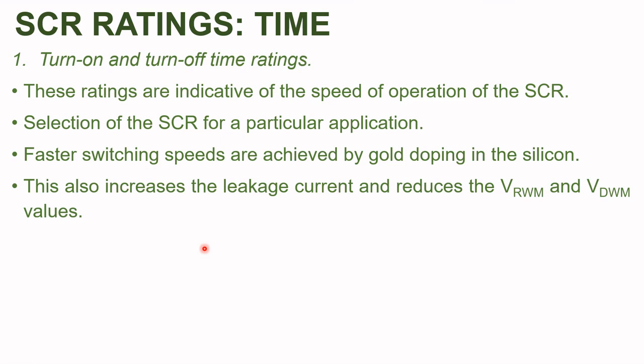The fast switching action in the inverter grade SCR is achieved by gold doping in the silicon wafer. But because of this gold doping, this also increases the leakage current flowing through the SCR and reduces the peak reverse working voltage and peak forward working voltage values.